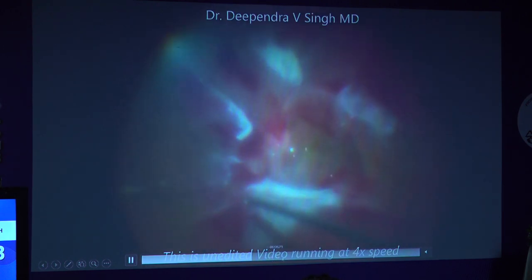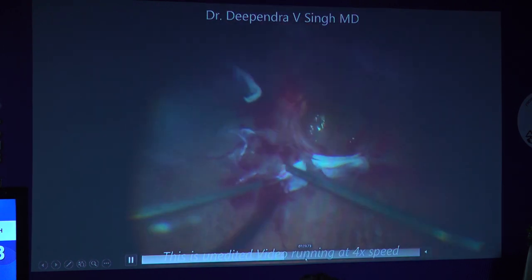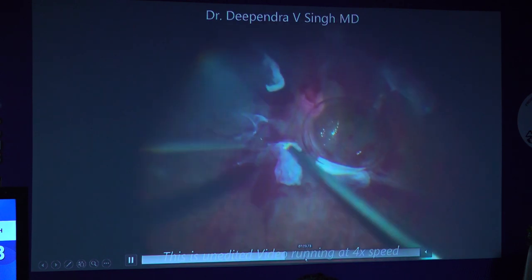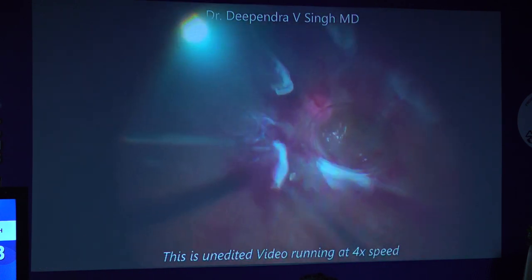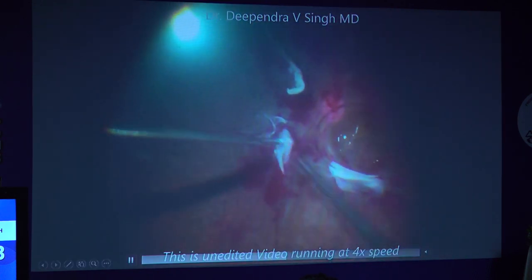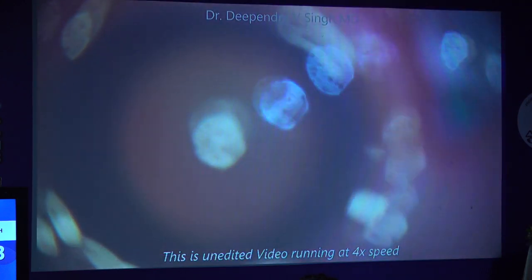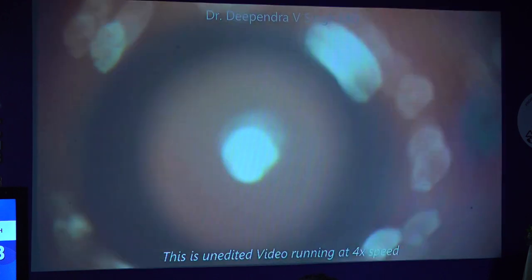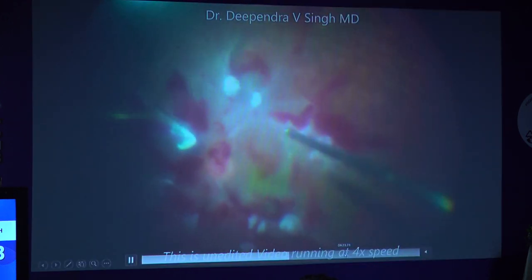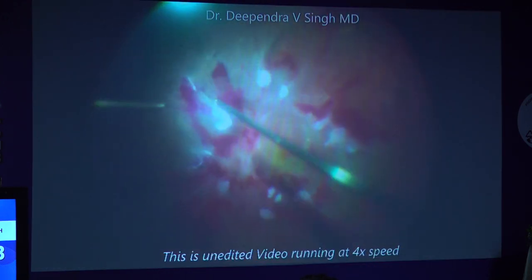And again, just like what Dr. Reddy was showing, first you separate the bigger islands from each other, and then you start addressing each bigger island and try to make smaller islands out of that. Anyway, we are in the city of islands right now. So we have to create these islands when you are doing these PDR surgeries with TRDs.